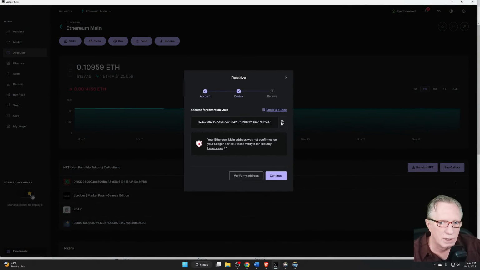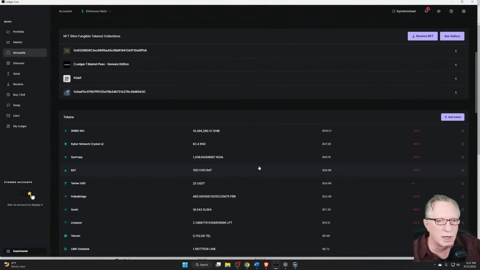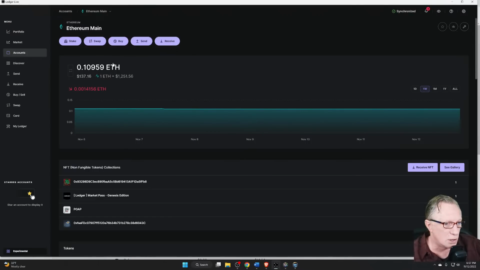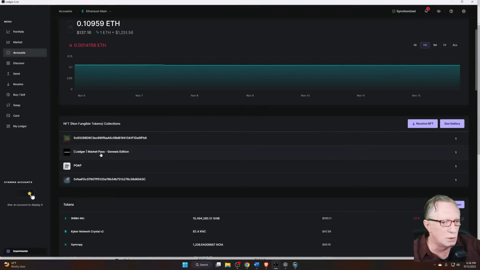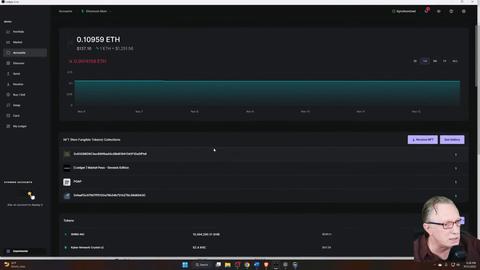Note also that that address is also the main address of the Ethereum wallet. Same address, right? So a lot of people get confused about the way Ethereum wallets work. Ethereum wallets hold Ethereum in the main part of the wallet, but they can also hold NFTs and ERC20 tokens. All of the tokens here are ERC20 tokens.